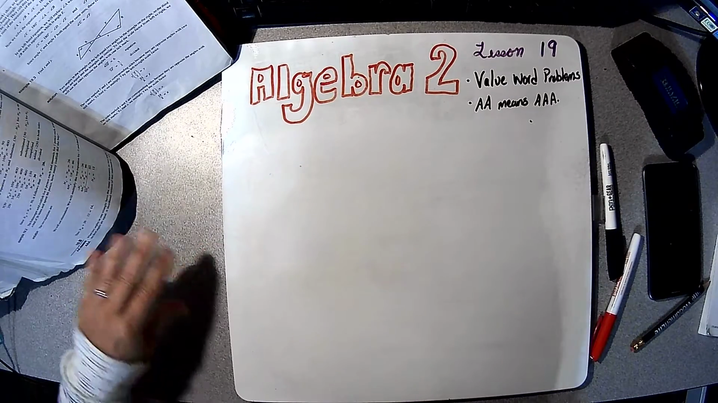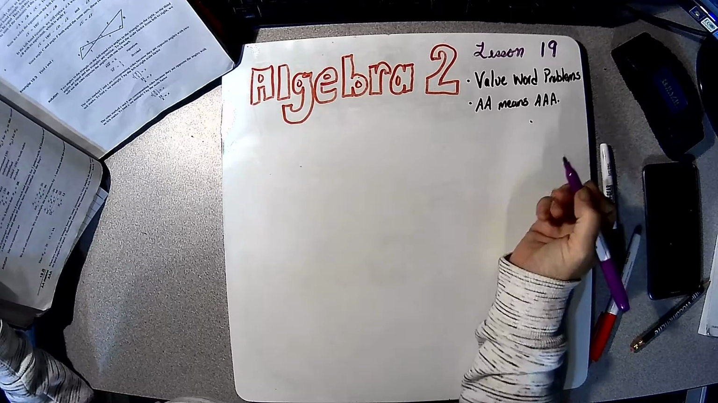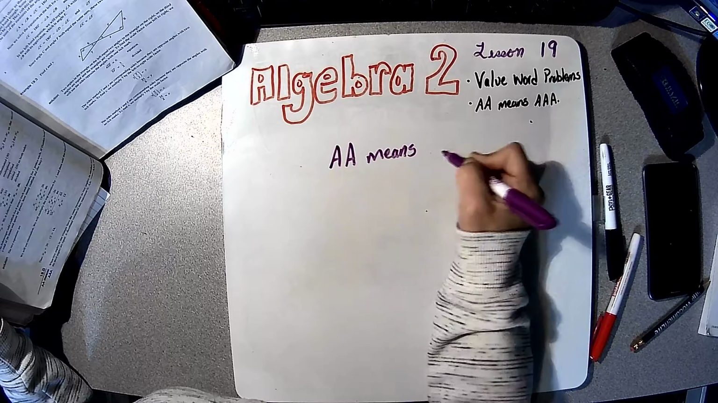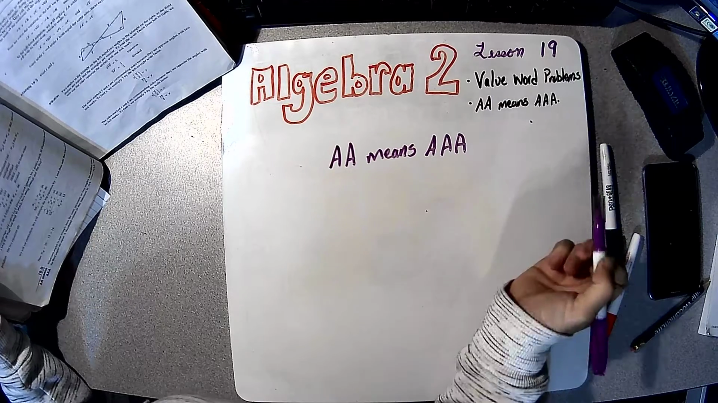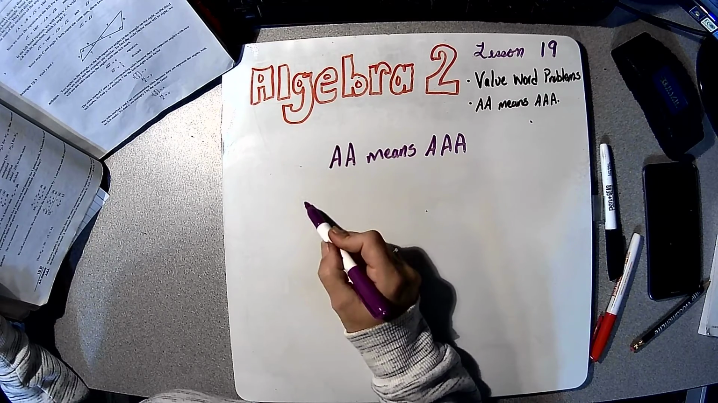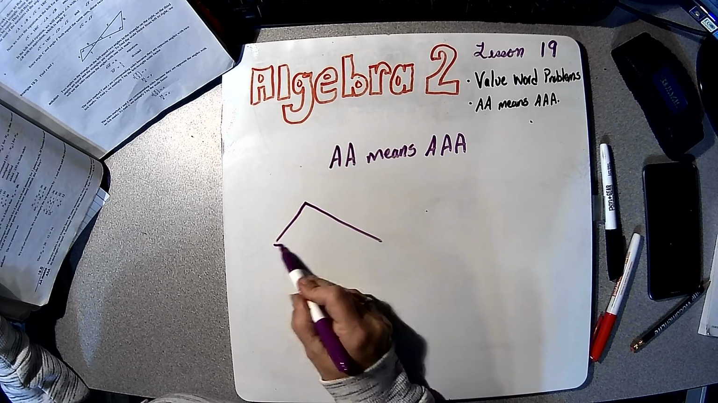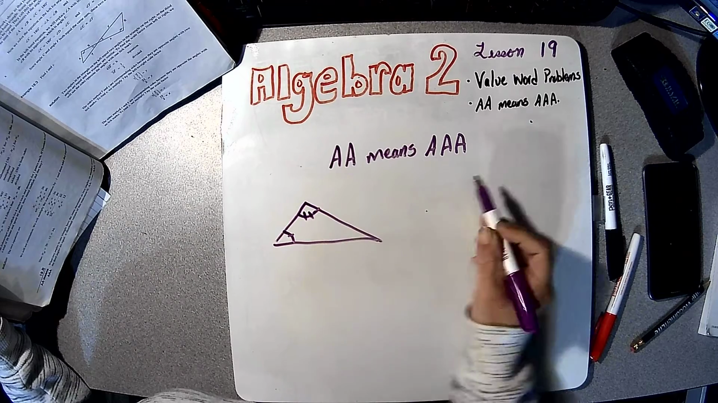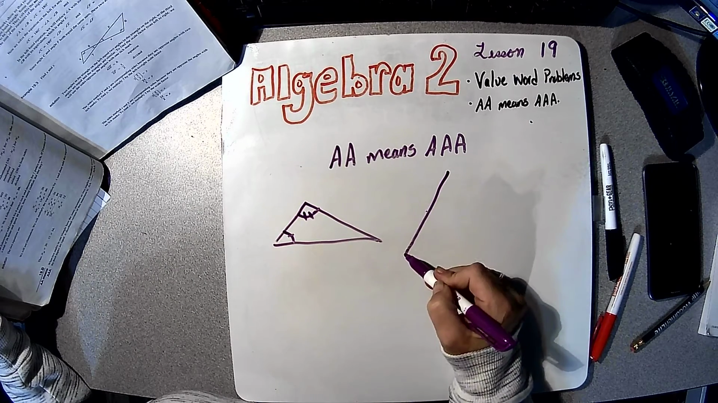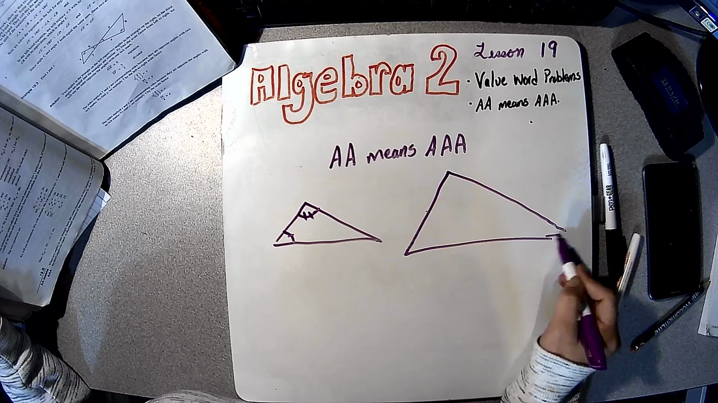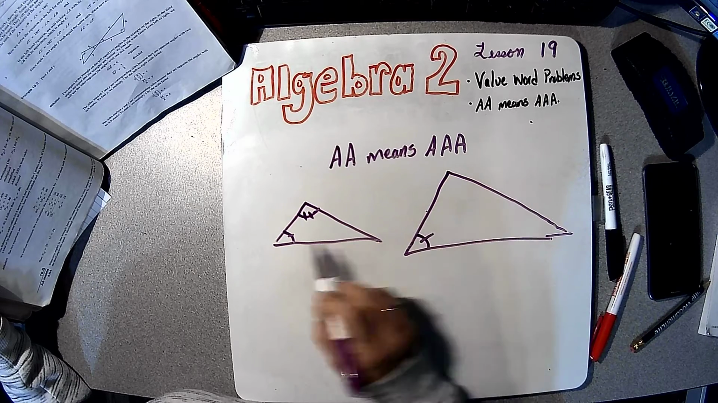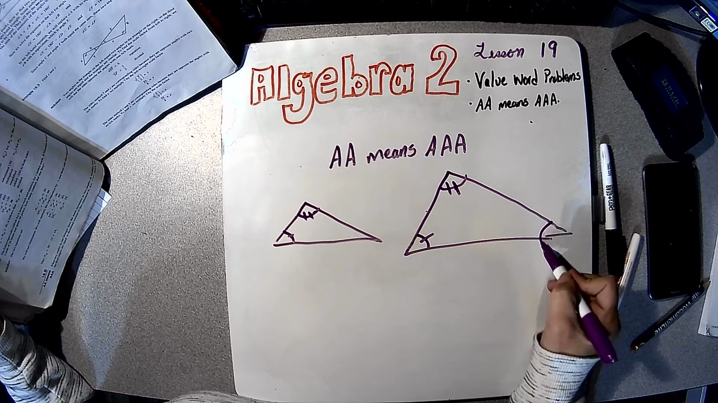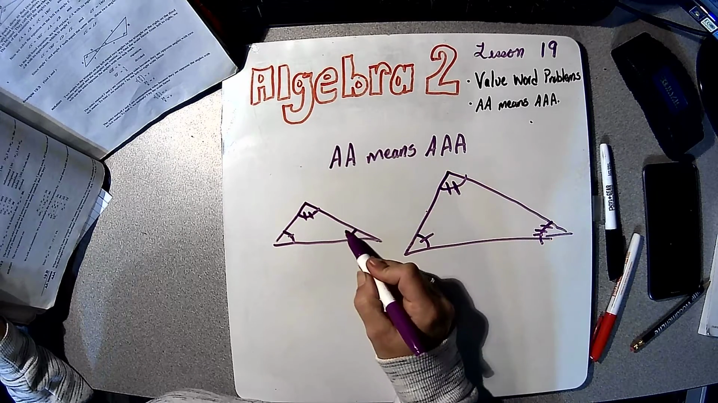The next part seems like it's complicated, but it's really pretty easy. This is AA, which means angle-angle. And basically what this is talking about is when you have similar triangles, and we have an angle here, and there. We have another triangle that's bigger, and it tells us that this angle is equal to that angle, and this angle is equal to that angle. That means that this third angle has to be equal to this third angle.